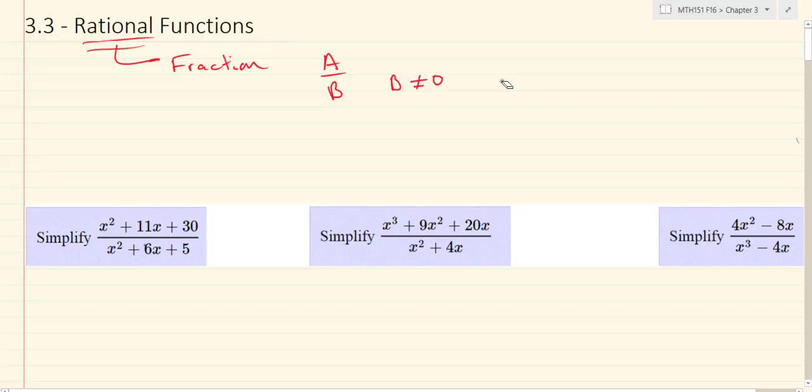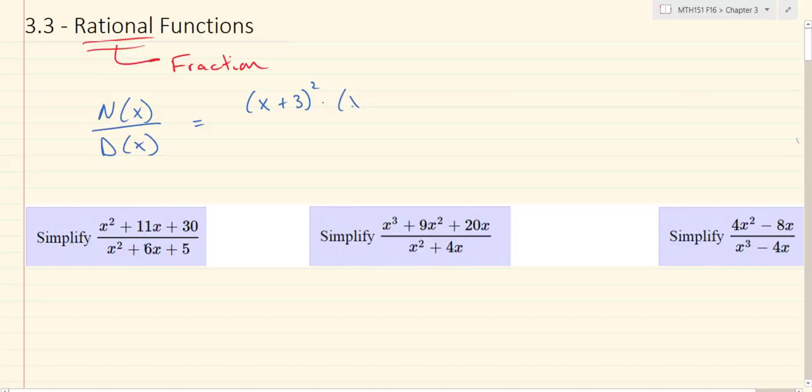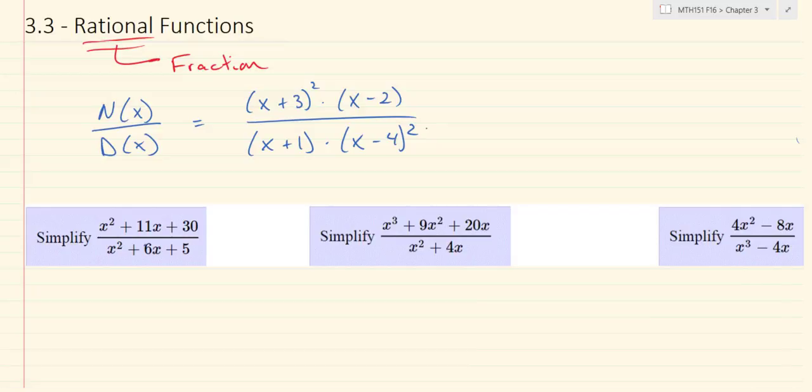We're not actually dealing with numerical fractions. We're dealing with fractions where the numerator is a function and the denominator is a function. N of x divided by d of x. Numerator function divided by denominator function. And we're talking about things like (x plus 3) squared times (x minus 2) divided by (x plus 1) times (x minus 4) squared. Polynomials in the top and polynomials in the bottom.